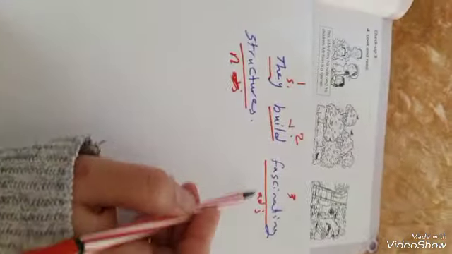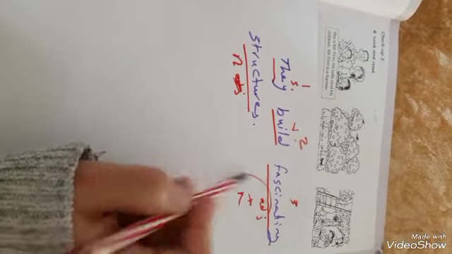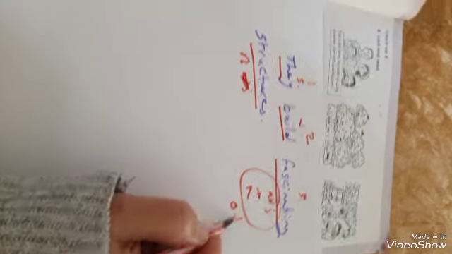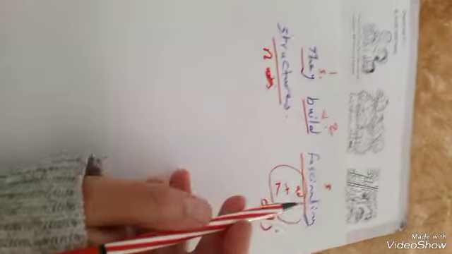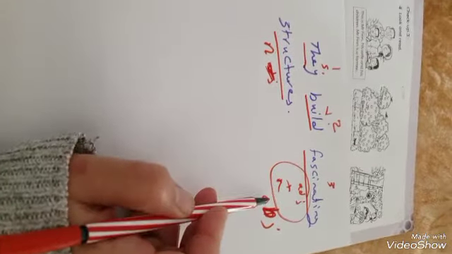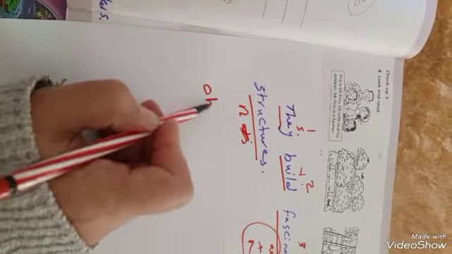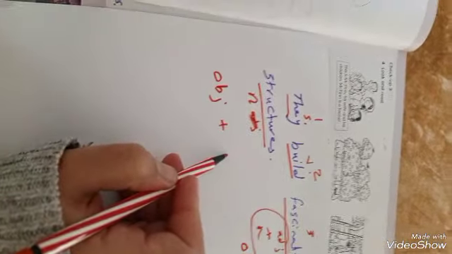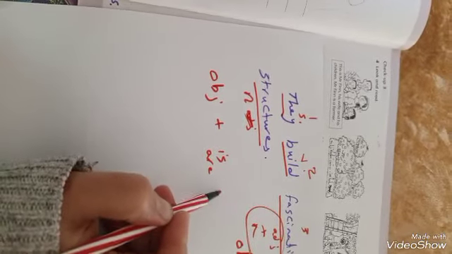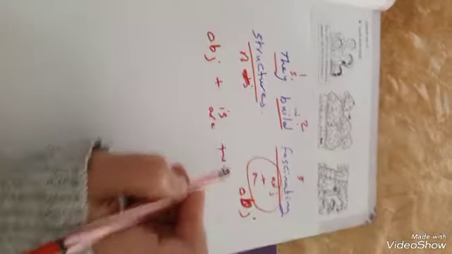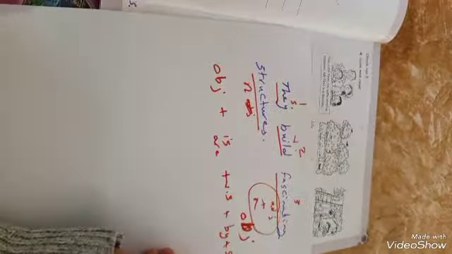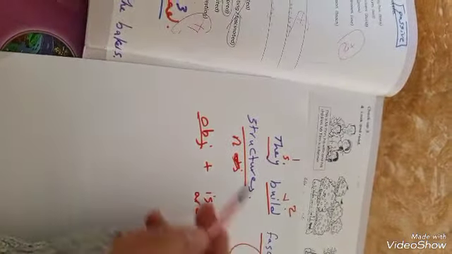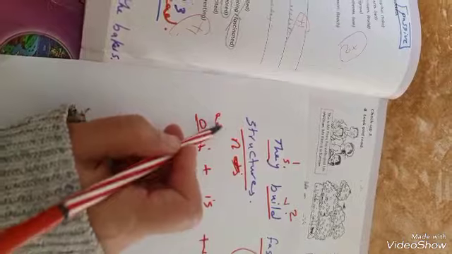Now the adjective plus noun, all of them are an object. All of them make the object. The adjective and the noun, all of them are the object. Now here the object is at the beginning, then is or are, then verb 3, then by and subject. So here the object contains noun and adjective.